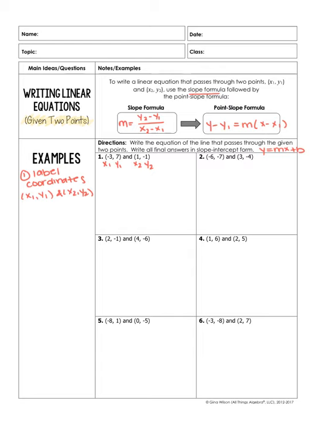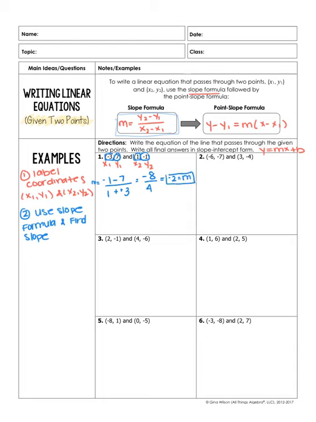Your second step would be to use the slope formula and find the slope. All right, so our slope formula is right here. So it says to do y2, which is -1, minus y1, which is 7, all over x2, which is 1, minus x1, which is -3. So now -1 minus 7 is -8. And 1 minus -3, that's like 1 plus 3, which is 4. Now simplify that. So -8 divided by 4 is -2. So I have a slope of -2.